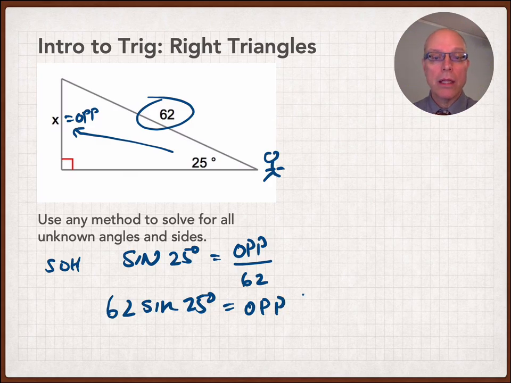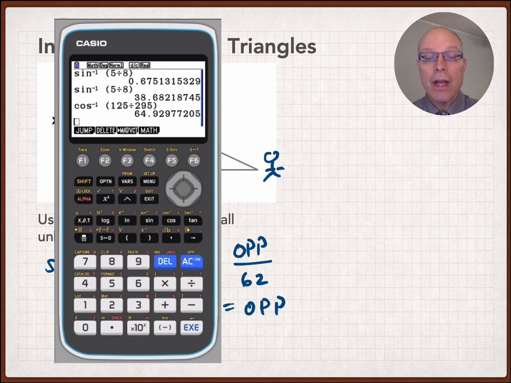It works exactly like what we just said. We're going to type in 62 times, and it turns out with the Casio you don't even have to write the times symbol, you can just do sine of 25. Since the calculator is already in degree mode, it understands how to do that, and it coughs that right up for us, and so we get 26.2.